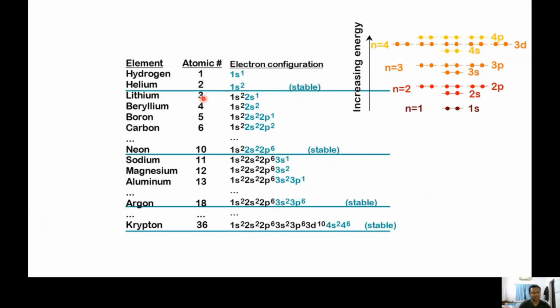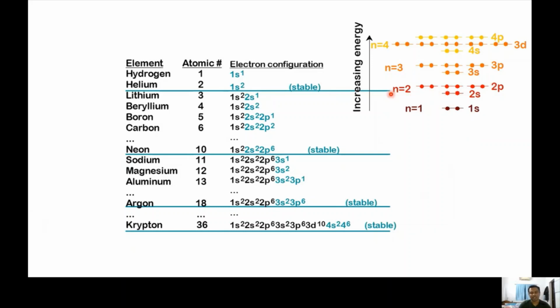Then lithium has atomic number 3. It has 3 electrons. So the next electron after filling 1s2 will go to the next subshell, 2s. So 2s1. So 1s2, 2s1. Then beryllium, 1s2, 2s2. Then carbon we have already seen. Then neon at atomic number 10. So here 10 electrons are there. The first 2 electrons fill 1s, so 1s2. The next 2 electrons will fill 2s, 2s2. The next 6 electrons will fill 2p.